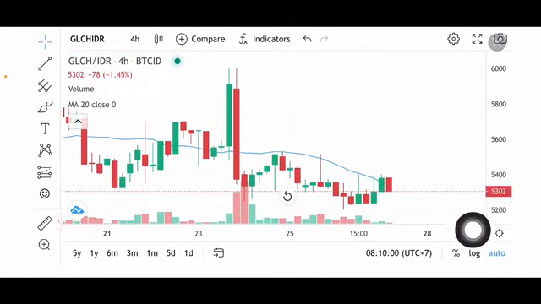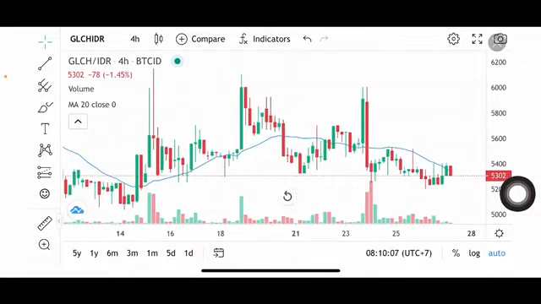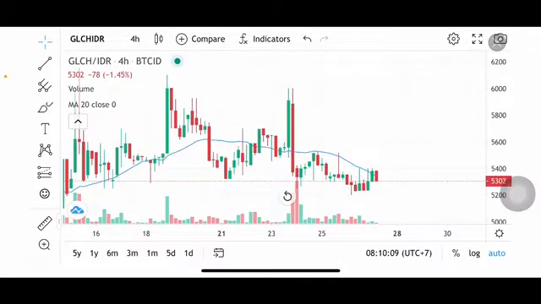Is at the 5302, this one, right? So it's still bad for it. You can find the other cryptocurrency that is in the uptrend like Luna or Binance Coin.